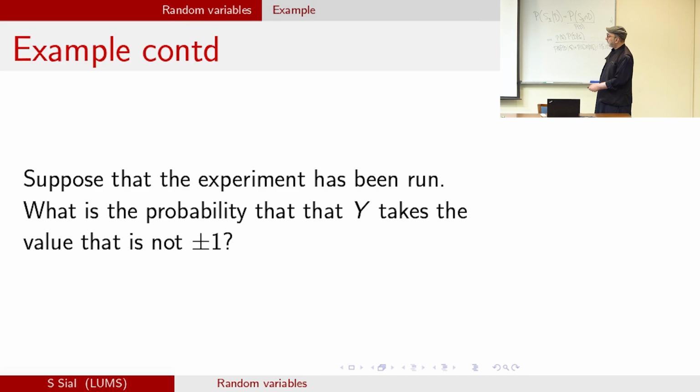Okay. What's the probability that Y takes a value which is not +1 or -1? What's the probability that Y takes the value 37? 0. Because Y never takes that value, so the probability that it takes the value 37 is 0. 37 is not an output of Y.